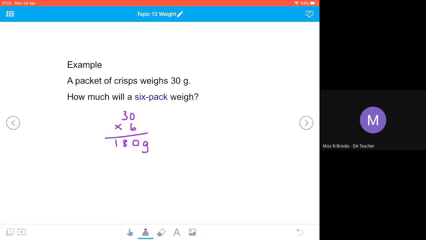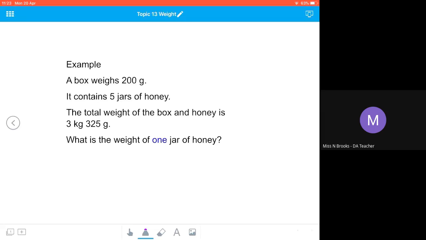The final example we're going to look at is we've got a box that weighs 200 grams and it contains 5 jars of honey. The total weight of the box and honey is 3 kilograms and 325 grams. What is the weight of 1 jar of honey? So let's change this total weight into grams only. So that is going to equal 3,325 grams. 3 kilograms is 3,000 grams, and then we're adding on our 325.